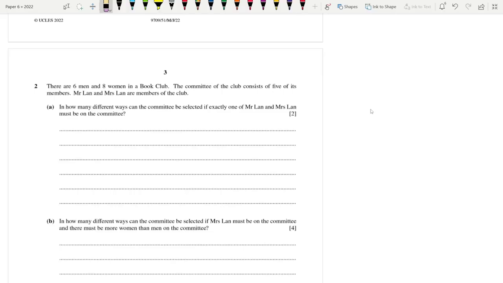So basically, if you take Mr. Lan, you can't take Mrs. Lan. Similarly, if you take Mrs. Lan, you can't take Mr. Lan. Also, you can't take both of them at the same time. Okay, that's another criteria. Okay, you can't take both of them at the same time.